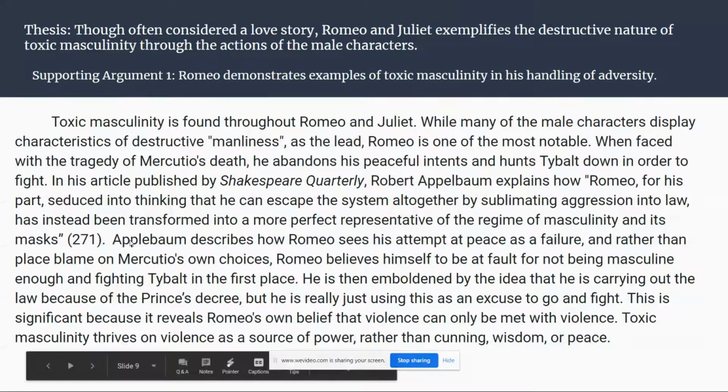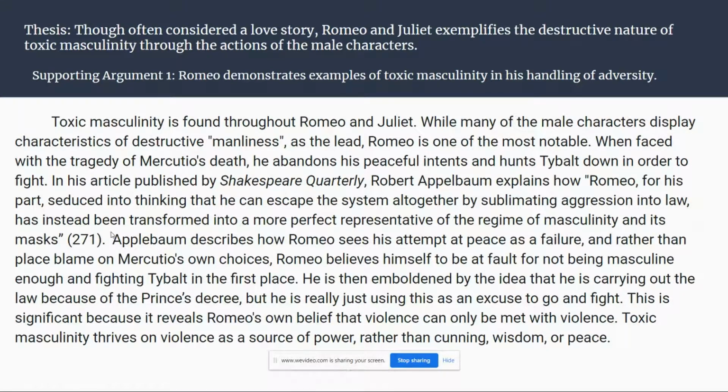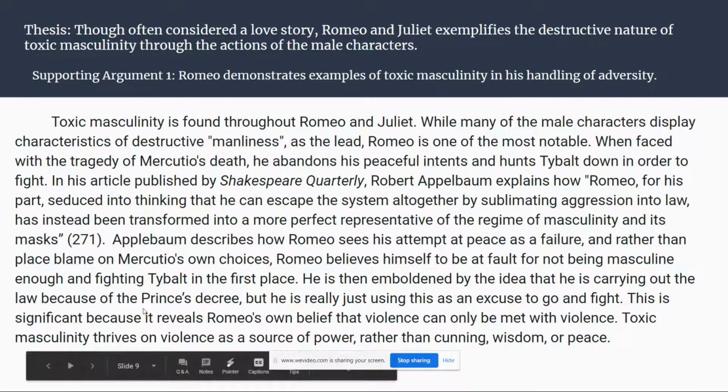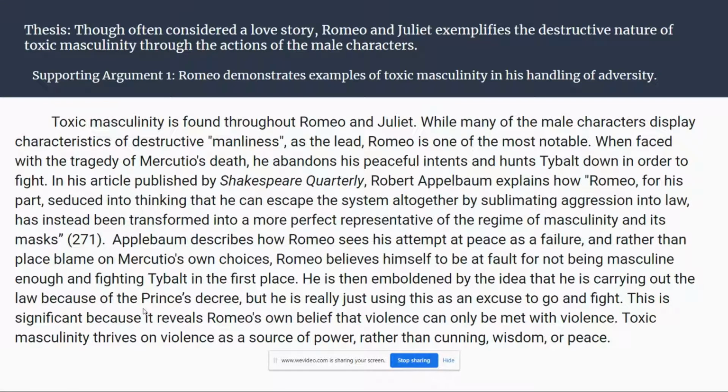Notice the tie-in is fairly long in this example. That shows more analysis. There's more going on here as far as connecting the quote back to the main ideas. So Applebaum describes how Romeo sees his attempt at peace as a failure, and rather than place blame on Mercutio's own choices, Romeo believes himself to be at fault for not being masculine enough and fighting Tybalt in the first place. He's then emboldened by the idea that he is carrying out the law because of the prince's decree, but he's really just using this as an excuse to go and fight.